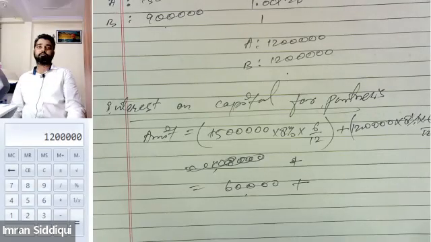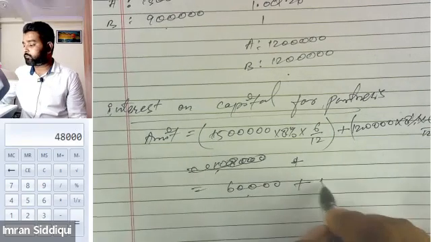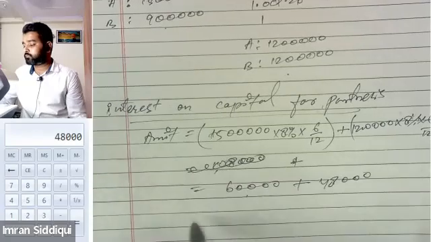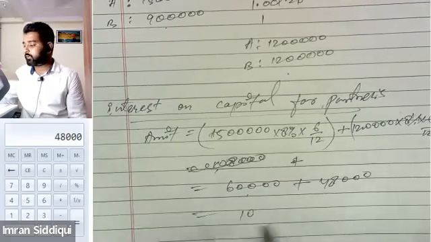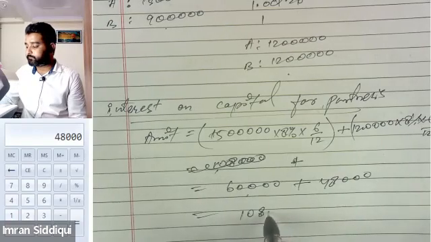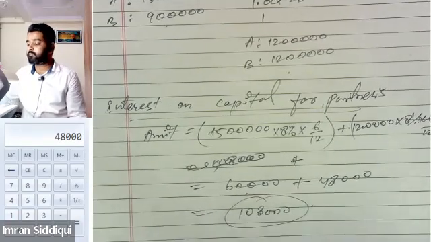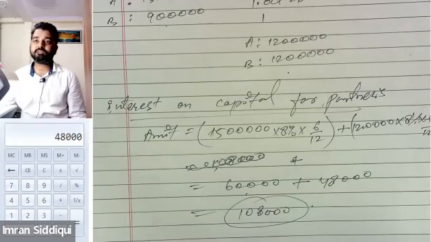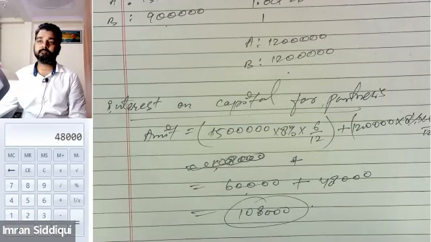This is 12 lakh into 8%, which is 48,000. So the total amount will be 1 lakh 8,000. Tell me everyone, is this clear to all of you? The calculation for interest on capital for Amit is clear to all or not? Clear, sir. Definitely.